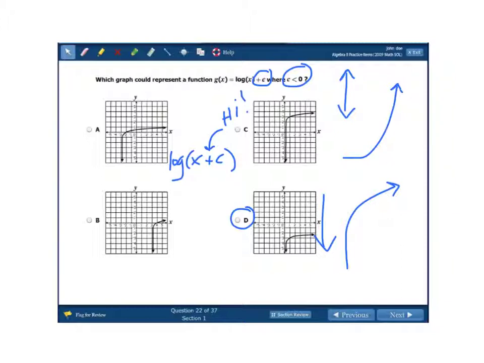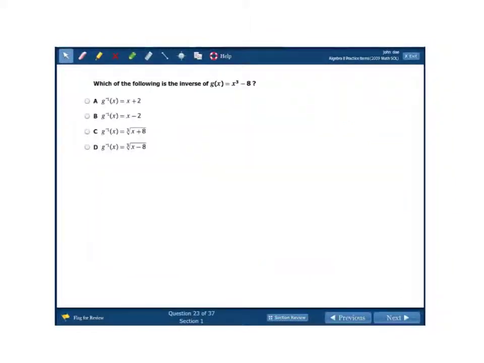Okay, next question. Inverse of g of x equals x cubed minus 8. It's a nice, easy one to do. We write it down with x and y swapped, and then we solve for y. That's how we find an inverse. Swap x and y, solve for y.